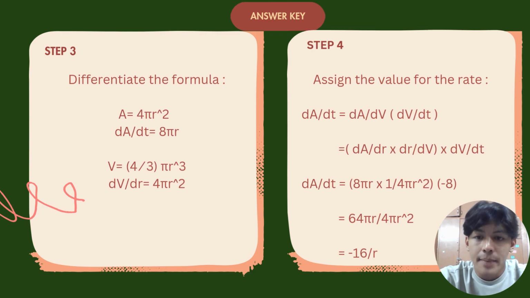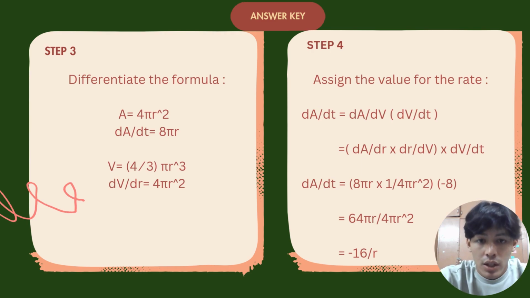So step 3, we differentiate the formula, which is the formula of area. We differentiate there, dA/dr, and we get 8 pi r. For the volume, we differentiate, dV/dr equals 4 pi r squared.